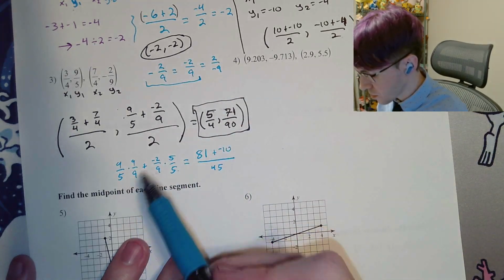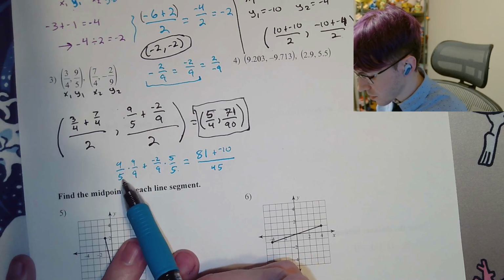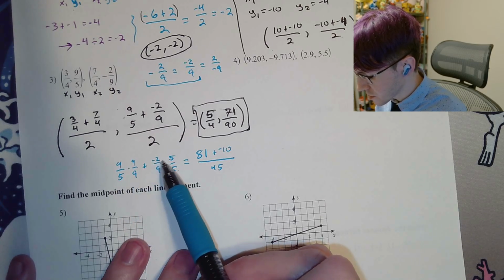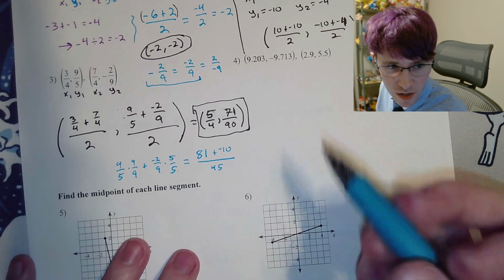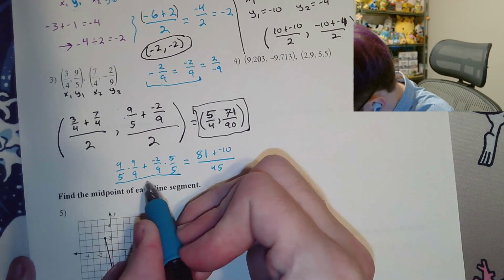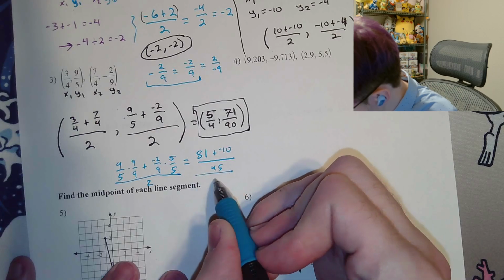So you'll notice that would have happened anyways. 9 times 9 is 81, 5 times 9 is 45, negative 2 times 5 is negative 10, and 9 times 5 is that 45. And don't forget, all of this stuff is still divided by 2.